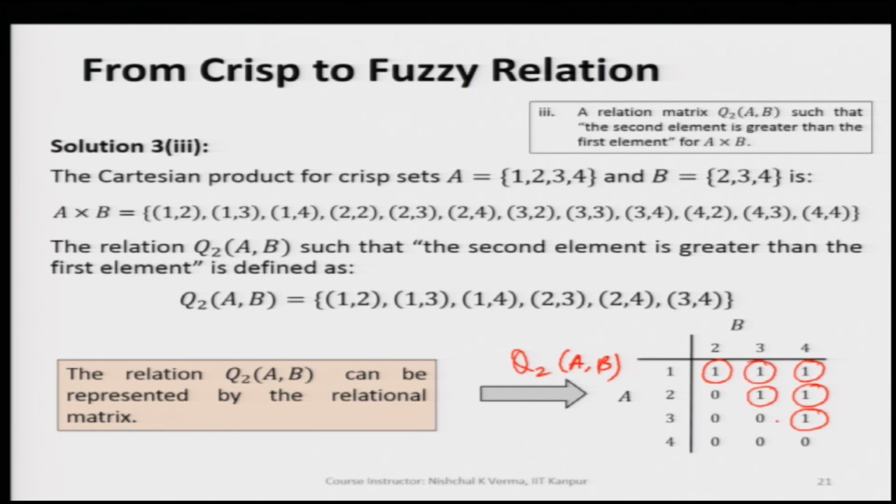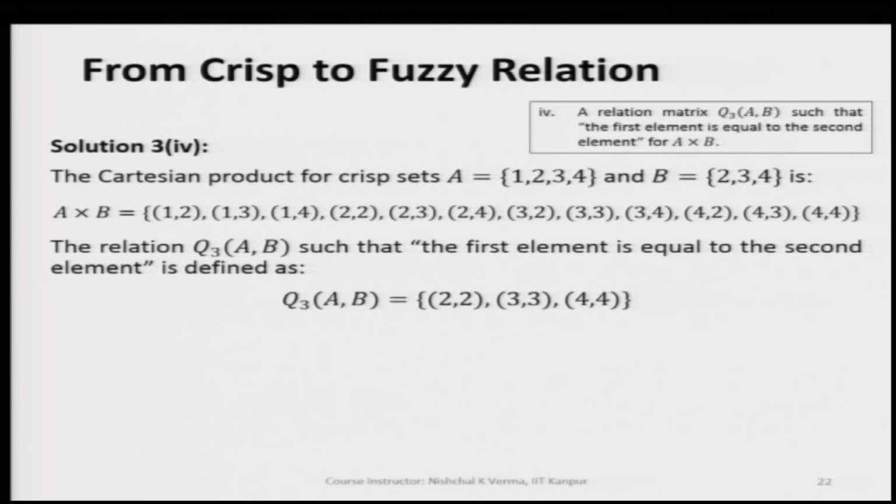So, all these 6 elements have now been represented in the form of a matrix, and all these elements have been included in the Q2(A, B) set. Since no other element exists apart from these 6, for all other combinations we write 0, and this way we have written the relational matrix Q2(A, B). Now we have to find Q3(A, B) based on the condition that the first element is equal to the second element.